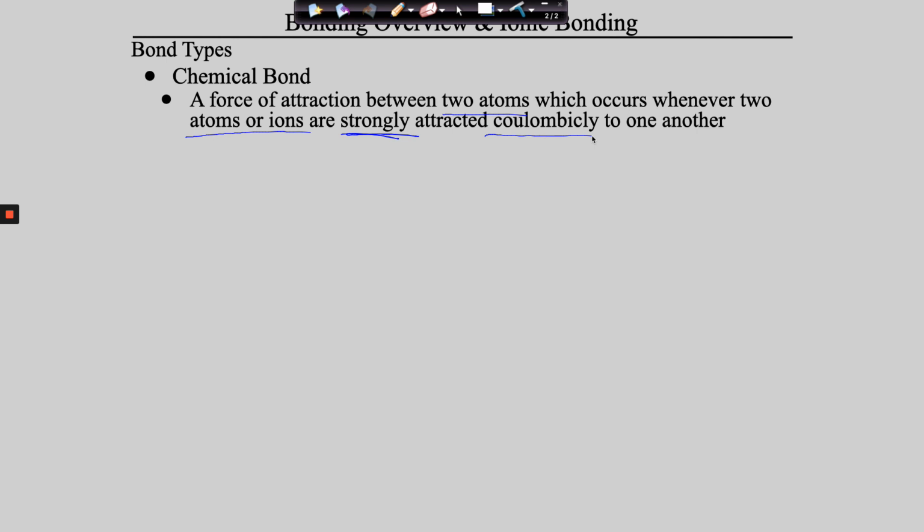And then, guys, the last thing we need to do is talk about coulombically. And, guys, a coulombic force is a force based upon charge. Understand, it doesn't have to just be attraction. Protons repel each other in the nucleus, and that is also a coulombic force. But, guys, coulombic forces are simply forces that exist between particles based upon their charge. Opposite charges attract, and then similar charges repel.